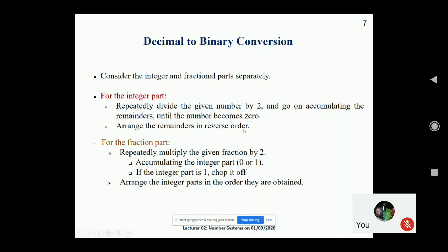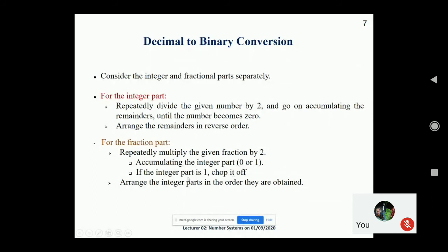This is what we do in the integer part. Now, what about the fractional part? The fractional part is something different. Repeatedly multiply the given fraction by 2. Before the fractional part, some integer part comes, which may be 0 or 1. We record this one. And if the integer part is 1, that means we can solve it off.